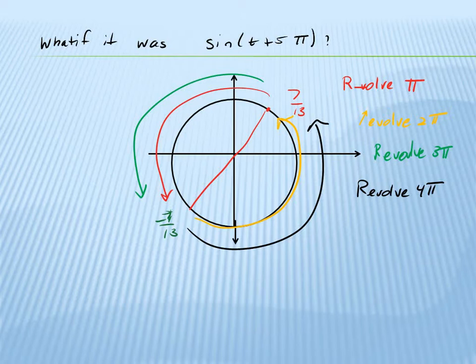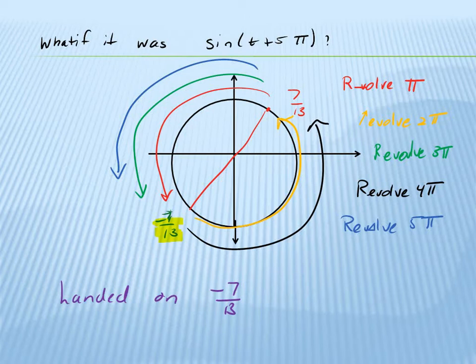It depends where you are, actually, right? Because if you started here and rotated here, it looks like the y values are always going to switch signs every revolution of pi. Revolve 5 pi, we get minus 7 over 13. Can you see it? So if you forget any identity, you can just go with your pencil across the thing, revolve around it the exact number of times it tells you, and you'll know. So it landed on minus 7 over 13.